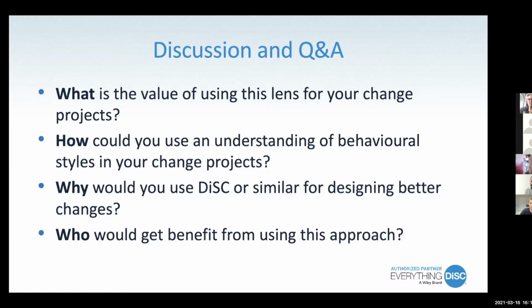Mm-hmm. Yeah. How else could we use this, do you think, as practitioners? How else could we use this approach or this lens? And obviously there are other tools out there in relation to this, so not just DISC, but how might we use this approach, do you think, in our practice?